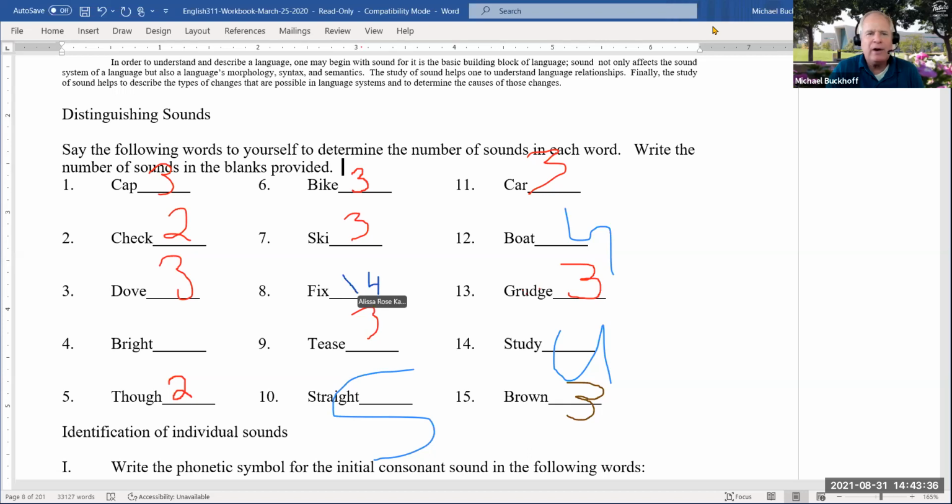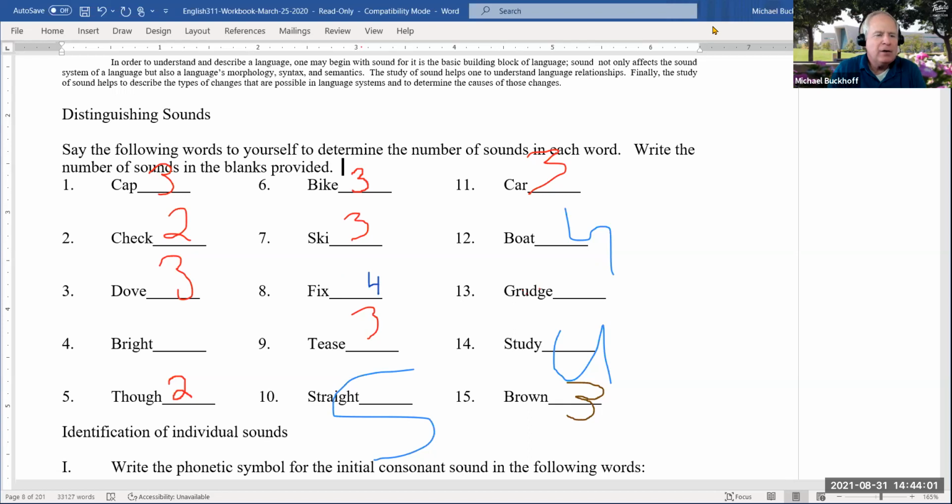Look at number 13. I'm thinking G, R, J. Somebody rethink number 13. See if you can think about the GR as separate. G, R, and then maybe the wedge, the upside down V: grudge, grudge. Think about it that way.